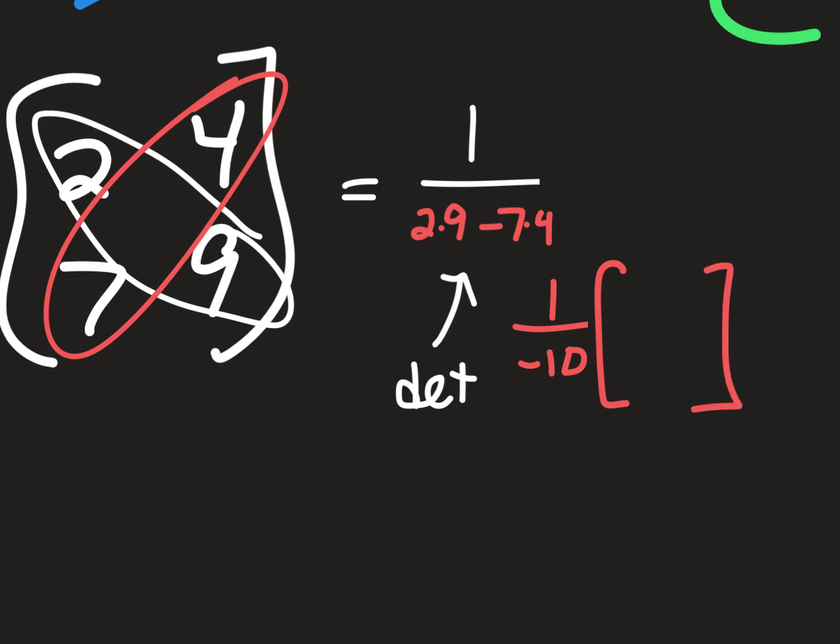Carlos, instead of the 2 and the 9 being where they are, it becomes 9 and 2. And then what's the rest of it? Negative 4 and negative 7. Flip-flop op-op.